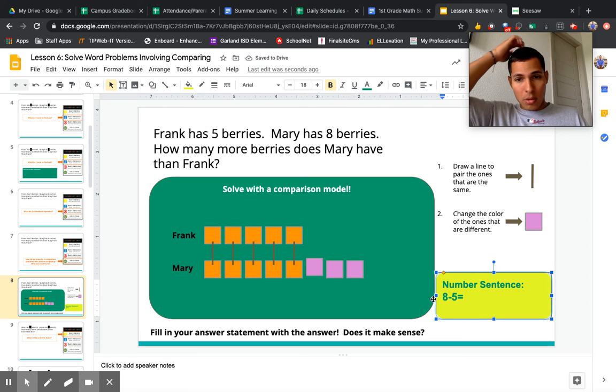This is what it's going to do. It's going to find out how many more Mary has than Frank. 8 minus 5, 3. Let's count again. 1, 2, 3. Just like that, we got our answer, right? Using a math equation, writing our number sentence.